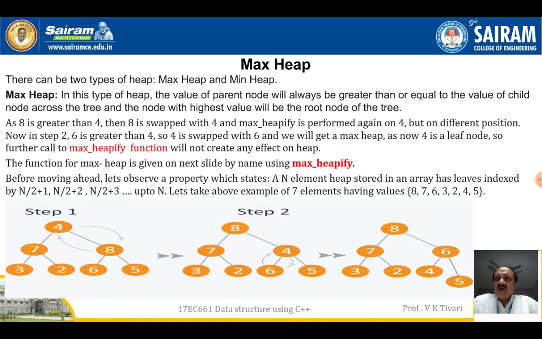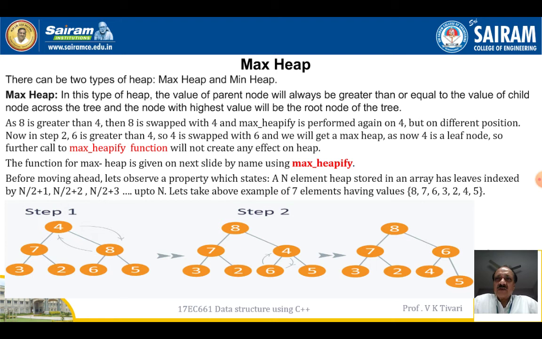As is being shown down here, as 8 is greater than 4, 8 is swapped with 4, and maximum heapify, the function which is described in the next slide, is performed again on 4, but at a different position. Now in step 2, 6 is greater than 4, so 4 is swapped with 6, and we will get a maximum heap, as now 4 is a leaf node. So further calls to the maximum heapify function will not have any effect on the heap. The function for maximum heap is given on the next slide by the name max heapify.